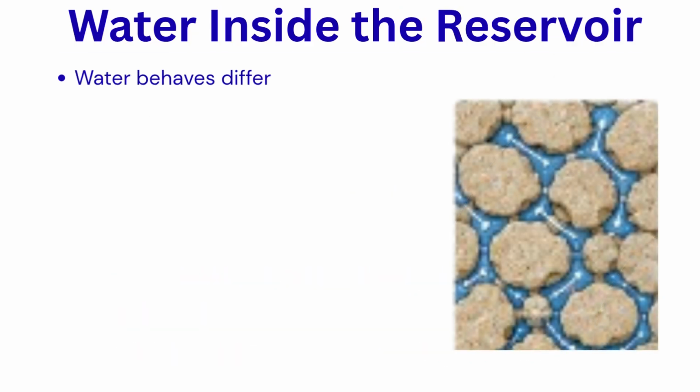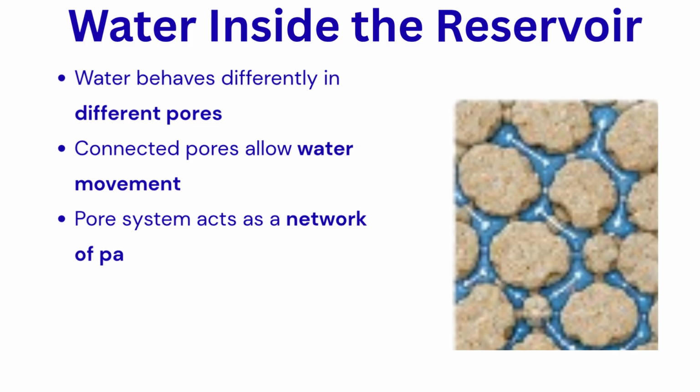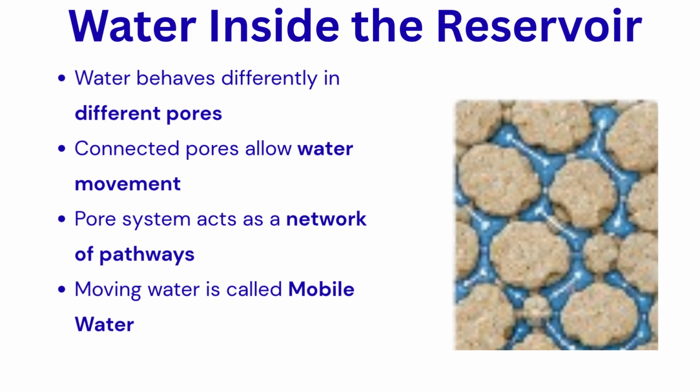Let's take a closer look at this water. Not all the water inside a reservoir behaves in exactly the same way. Some water can move throughout the connected pore spaces. Think of the pore system as a network of very small pathways. If these pathways are connected, water can move through them when a driving force is present. This is what we mean by mobile water.